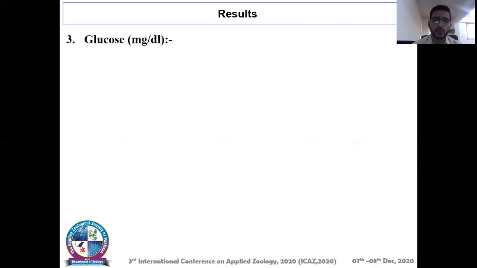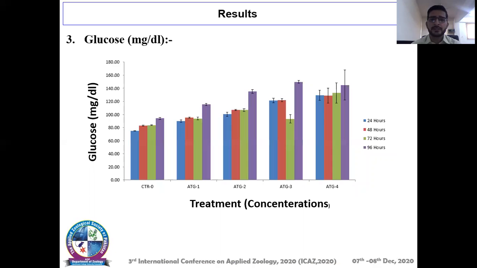The third component is the glucose. We see in the graph that the glucose level was significantly increasing. Why does it increase? Because blood glucose is considered an indicator of stress response in fish. A hyperglycemic condition induced by environmental pollution might produce a stress response in fish by the inhibition of the gluconeogenesis process, which enhances glycogen breakdown in the liver and consequently elevates blood glucose level.